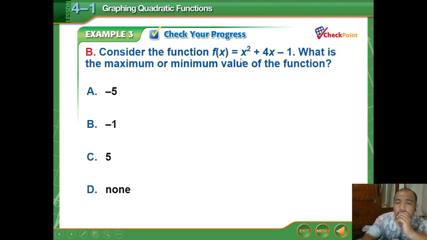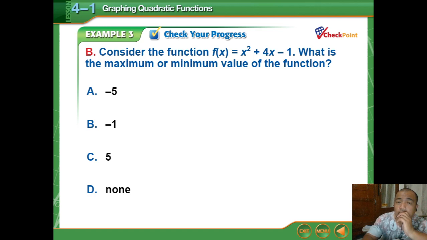Consider the function f of x equals x squared plus 4x minus 1. What is the maximum or minimum value of the function? Since it opens upward, it has a minimum value, so the minimum value is the y coordinate of the vertex. What is the vertex? Negative b over 2a, negative 4 over 2, negative 2 is the x coordinate of the vertex.